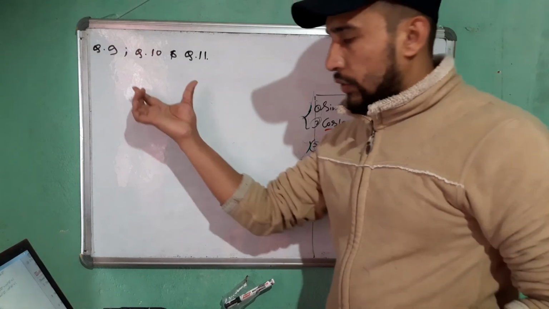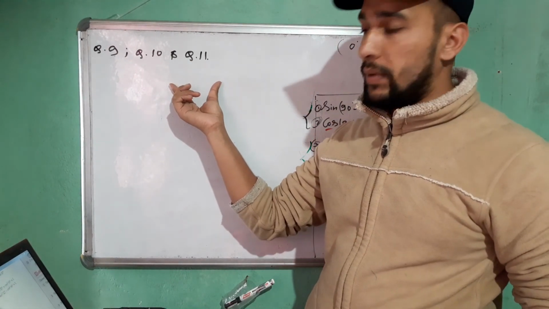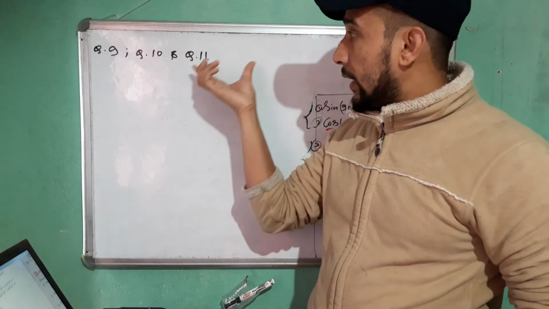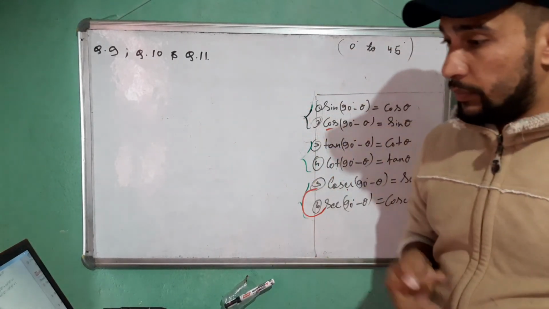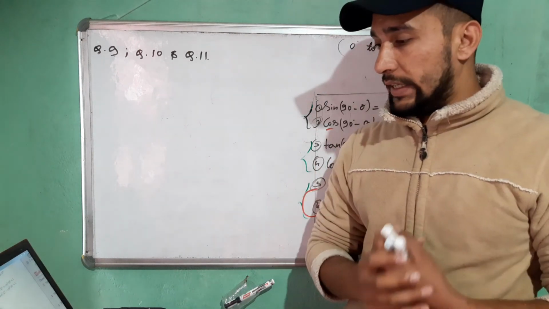Okay, now question number 9, question number 10 and question number 11 is your home task, okay? The questions are to prove only. Whatever I have done, you follow the same process, okay? And you try to prove these questions. And if you find any difficulties on these questions, then you let me know, okay?